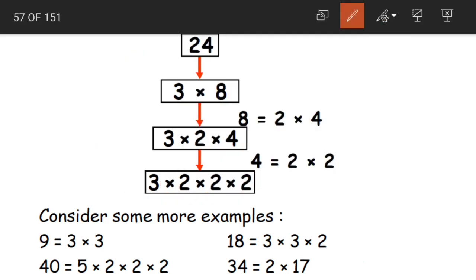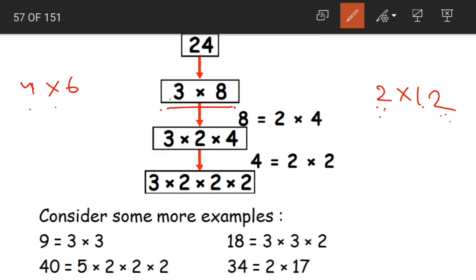Now, if we start from the top, 24 can be written as 3 8s are 24. Or it can also be written as 2 12s are 24, or 4 6s are 24. Let us explore these possibilities. Now what do we want to do in prime factorization? We want all the factors that we are multiplying here to be prime numbers. We need to multiply only prime numbers here.